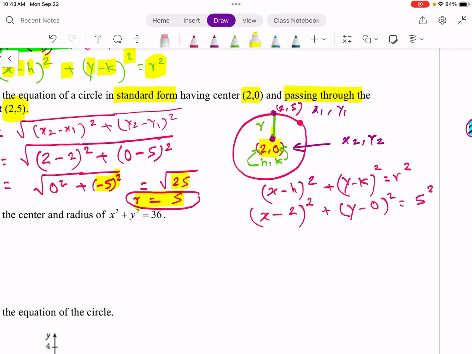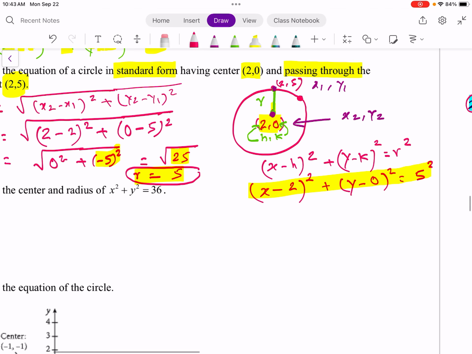So this is the equation of circle in standard form. And if you want to simplify one more step, you can rewrite this as (x − 2)² + (y − 0)² = 5², which is 25. So if you have this expression, this is also in standard form.